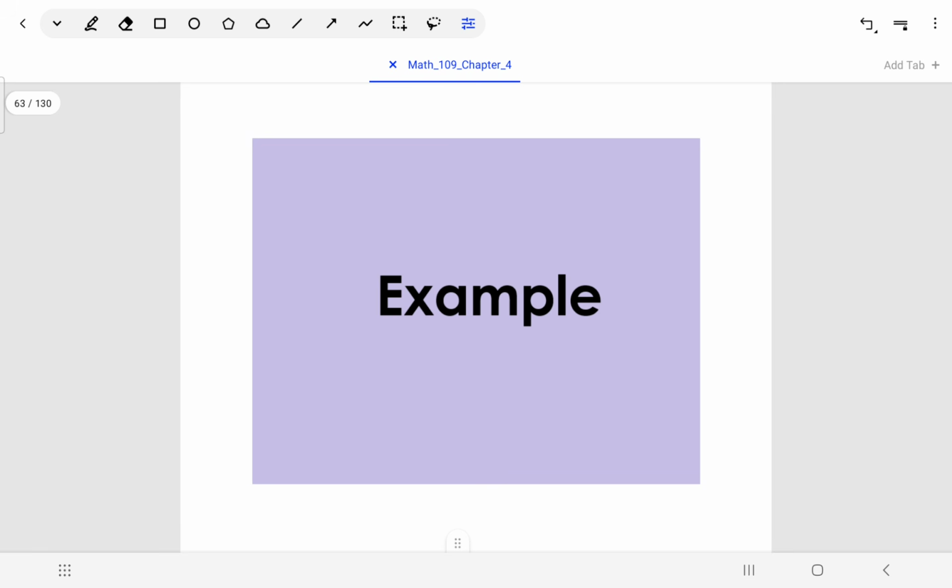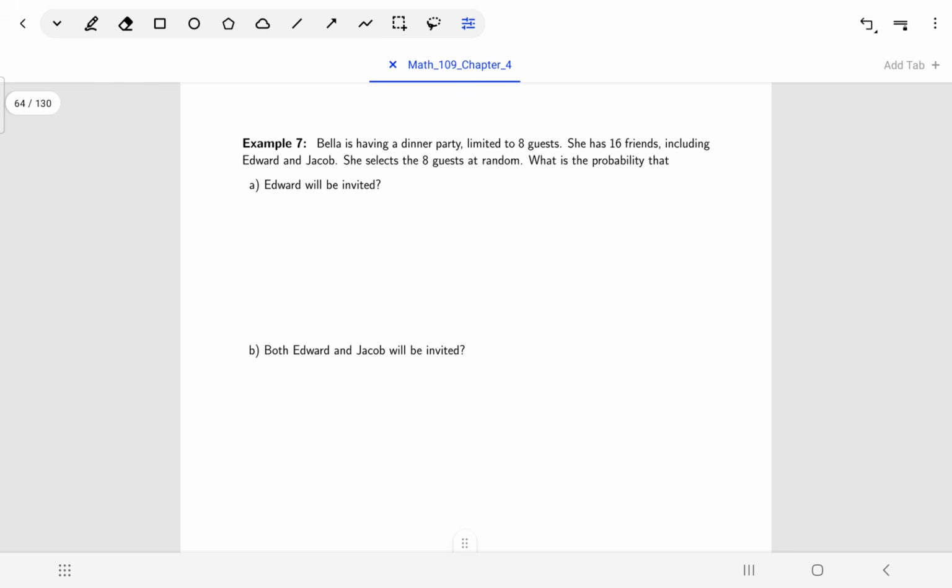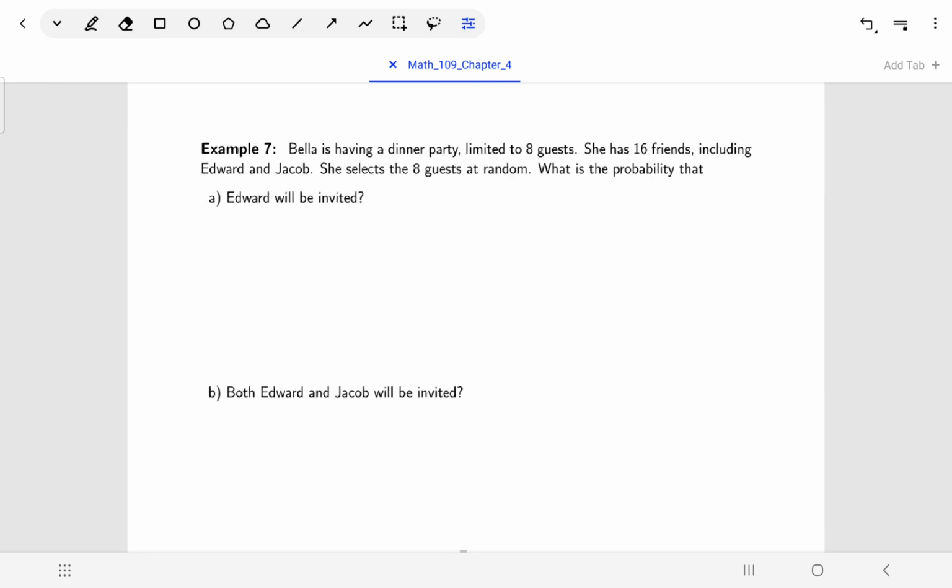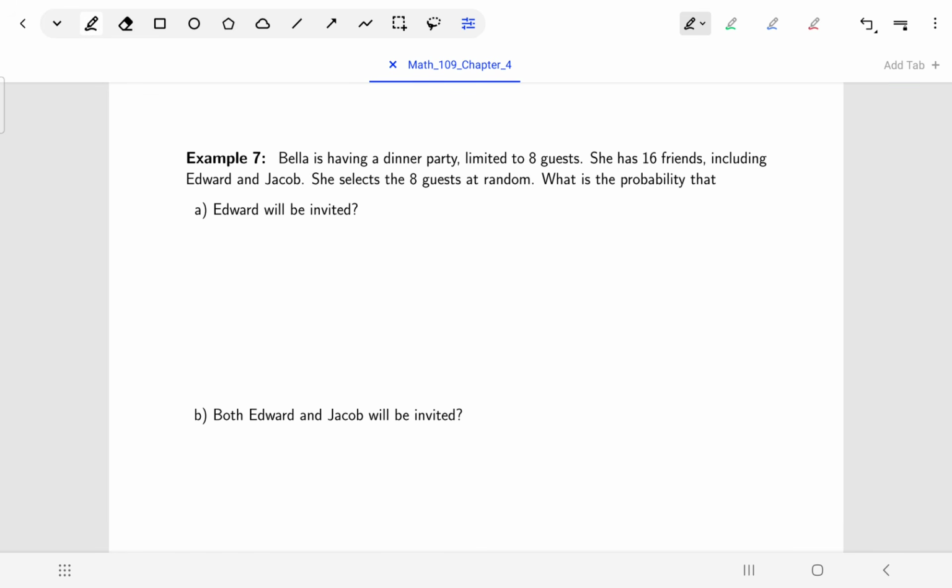Okay, another example. Bella is having a dinner party, 8 guests, so not including Bella. She's not one of the 8. So really there's 9 people at the party, Bella plus her 8 guests. The question is all about inviting guests at random. She has 16 friends to choose from. 2 of those friends are Edward and Jacob. So the question that we have is, what are the probabilities of various people showing up to this party or being invited to this party?